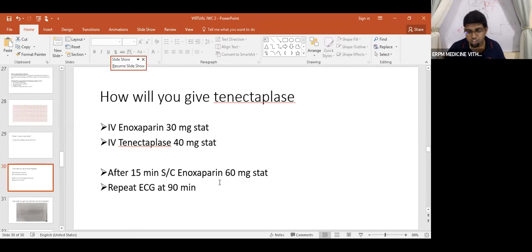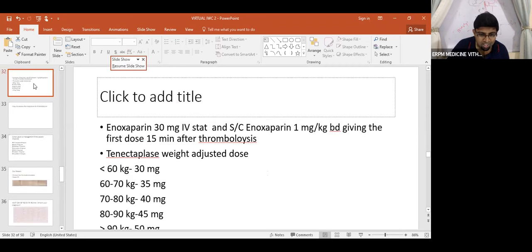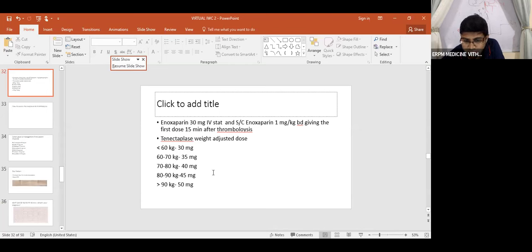You may remember this from the Viva class. Before giving tenecteplase, we are giving IV enoxaparin. Clear? Then your tenecteplase dose changes depending on the weight. If it is less than 60 kilogram, 30 milligram; 60 to 70, 35 milligram; 70 to 80, 40 milligram, like that. This is not the purpose of today's class, this is Viva class.